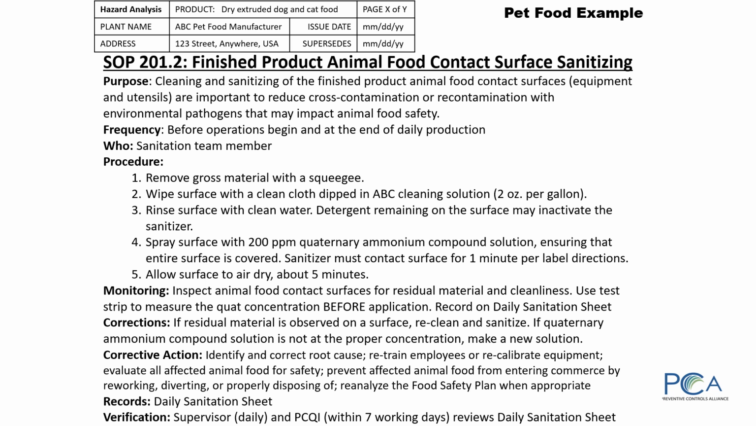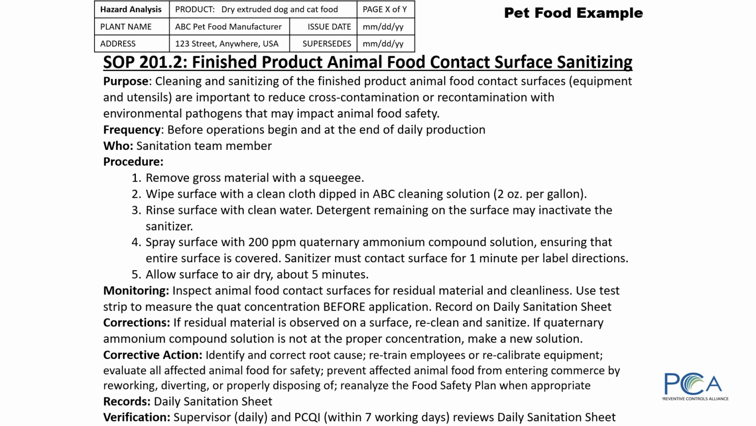So step 4 means to spray the surface with 200 parts per million quaternary ammonium compound solution, ensuring that the entire surface is covered. The sanitizer must contact the surface for 1 minute per label directions. And then step number 5, we're going to allow it to air dry for about 5 minutes before we put any product on it. So it's one more step to make sure this is actually sanitized and we've killed those pathogens. Let's take a look at the monitoring of this as well.